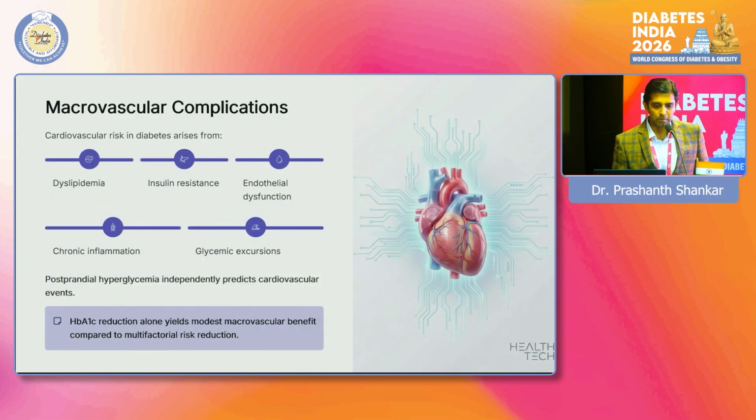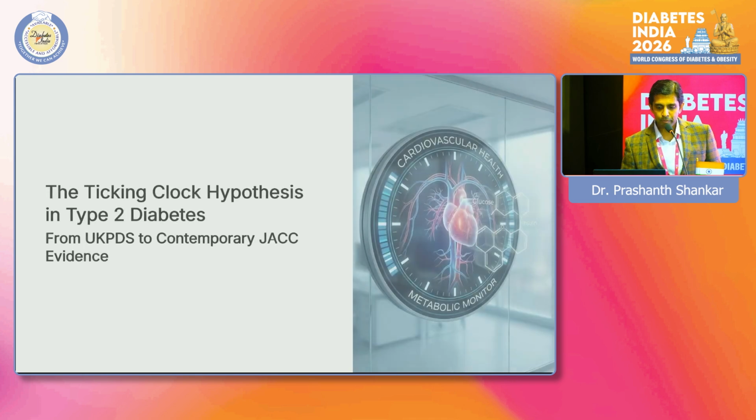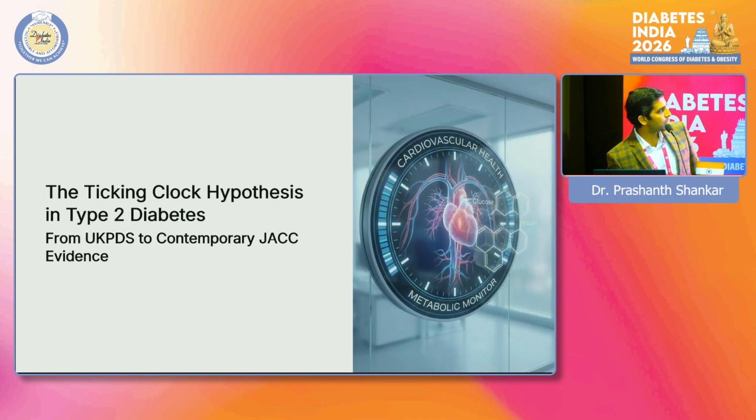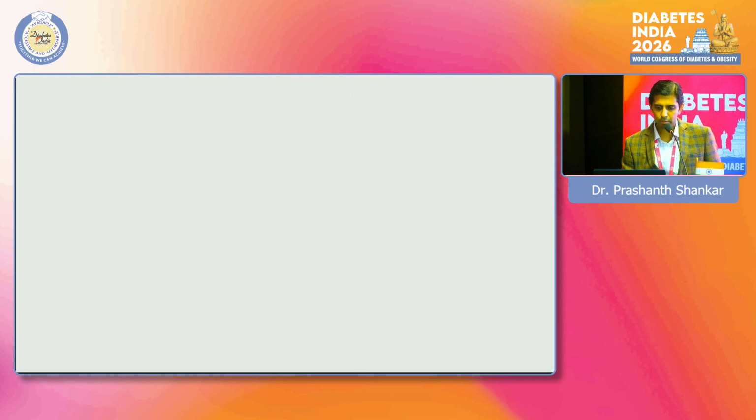Coming to the macrovascular complications, cardiovascular disease doesn't arise alone from diabetes. There are other factors like dyslipidemia, insulin resistance, endothelial dysfunction, chronic inflammation, and the glycemic excursion. HbA1c reduction alone yields modest macrovascular benefit compared to multifactorial risk reduction. This was seen in the landmark trials. So you know the ticking clock hypothesis, which was taken from the UKPDS. We have another article which was published in JACC a couple of years ago, which added more evidence to that.